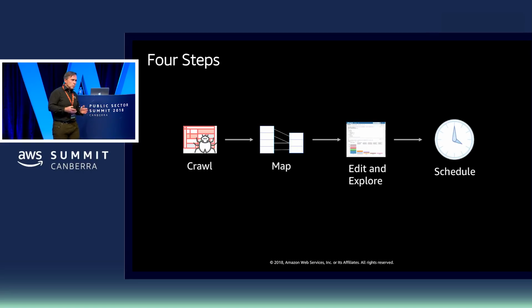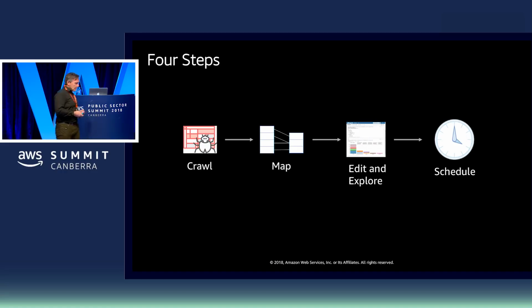The first step is crawling. And crawling is the process of discovering what the schema is in your data. It really is a simple matter of pointing Glue at an S3 bucket or a database schema, a database running on RDS, for example, and telling it to find out what is the schema behind this. And then Glue will launch the crawler and discover that schema and publish it into the metadata catalog.